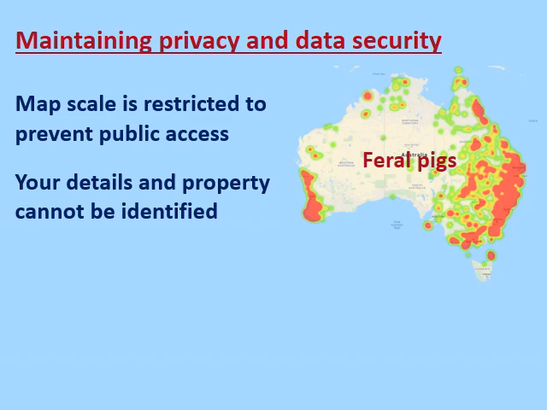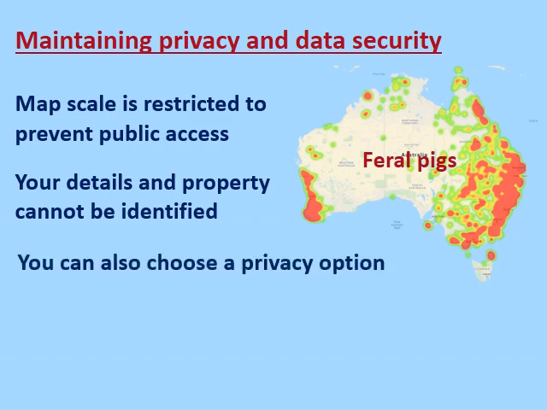As another example, your details and your property cannot be identified, so we prevent that information from being visible to others. And we also give you an option to choose a privacy setting to ensure that you also have control over the way information is handled and managed.